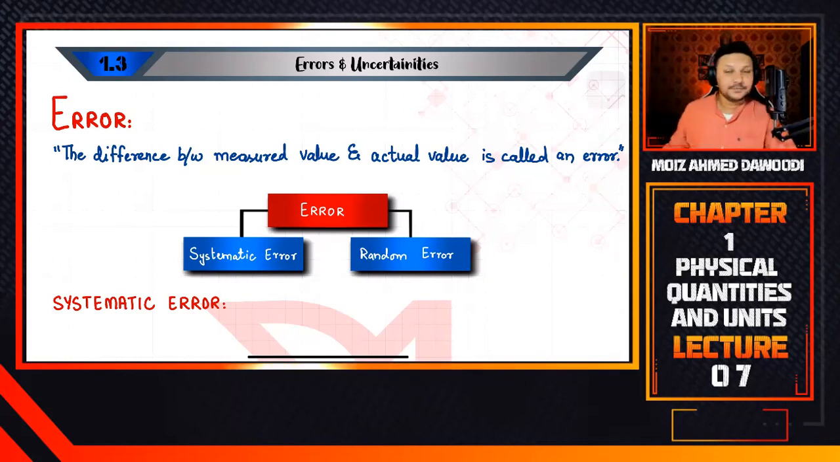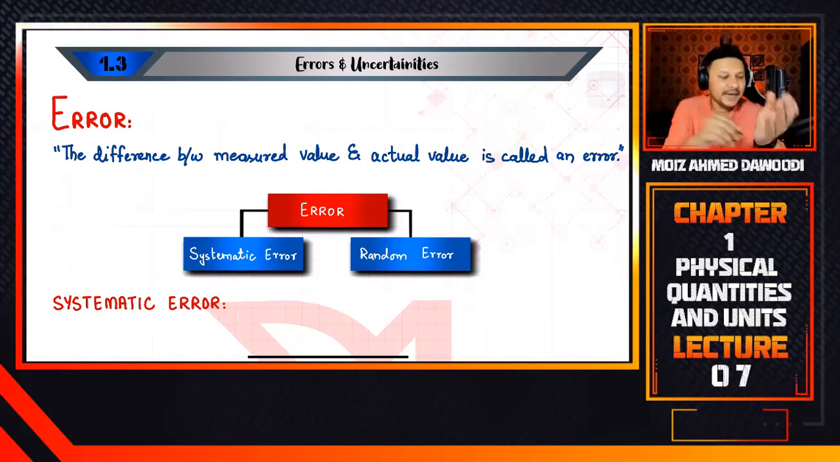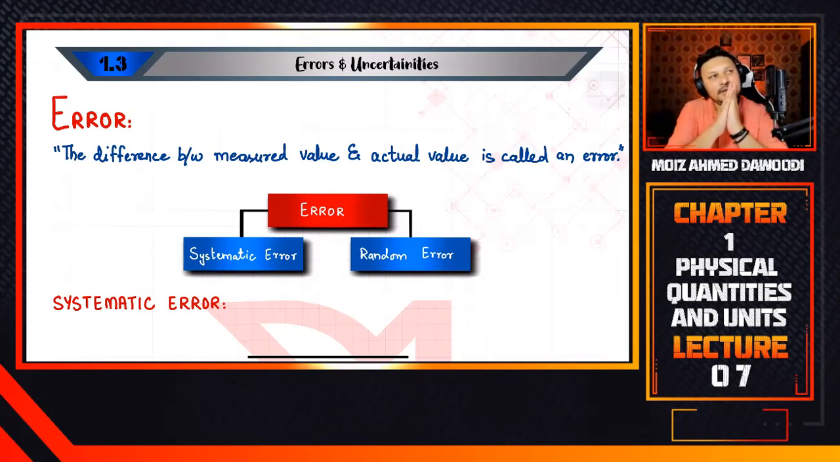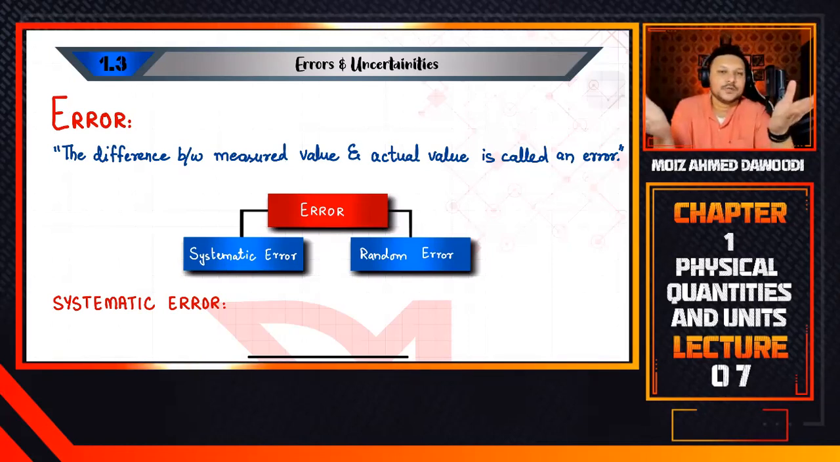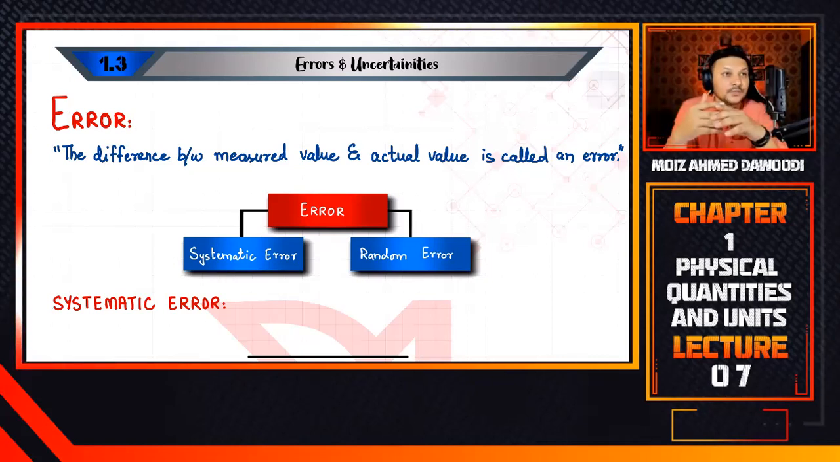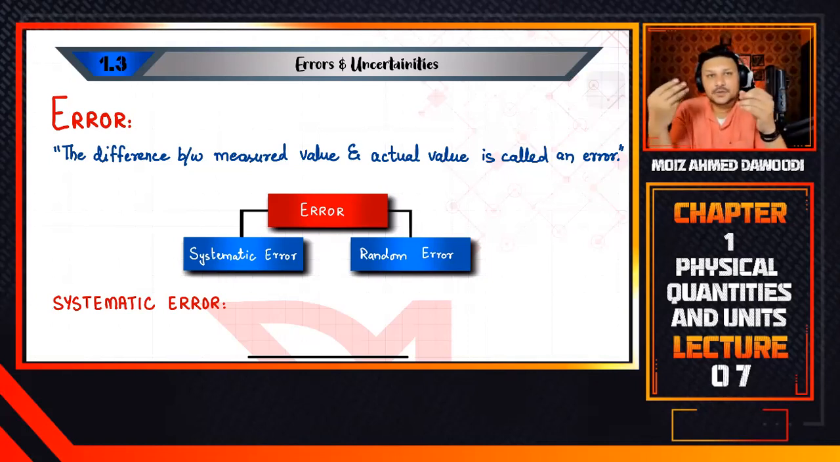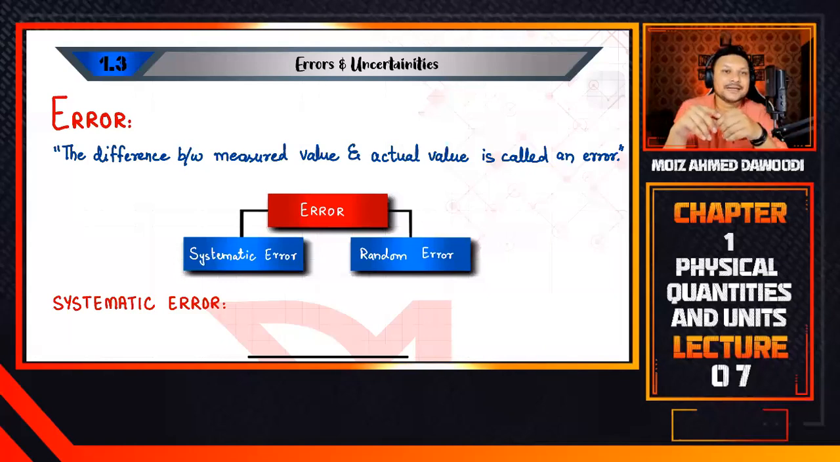Now, as you see, in the classification of error, there are two different types of errors, namely systematic error and random error. तो systematic errors क्या होते हैं? Systematic errors are those errors which are made by instruments, due to a fault in the instrument. And how do we identify them? What is the biggest identification of systematic error? They remain constant.